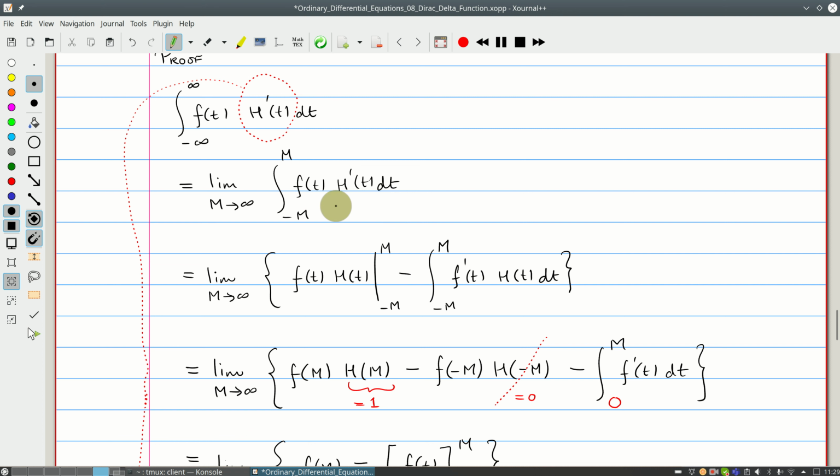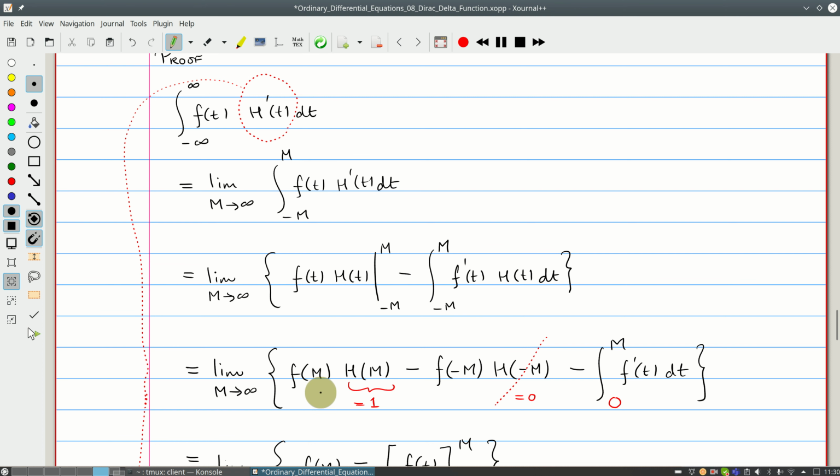All right, now I can handle this. So this is the limit m goes to infinity on the outside. We'll just forget about it for now. Curly brackets. This is of the form, there's a derivative here, so what we can do is use integration by parts. So we have f of t times h of t from minus m to m minus the integral from minus m to m of f prime of t h of t dt, close curly brackets.